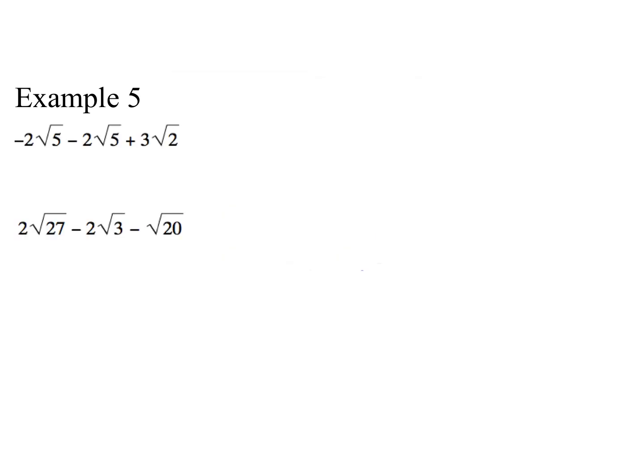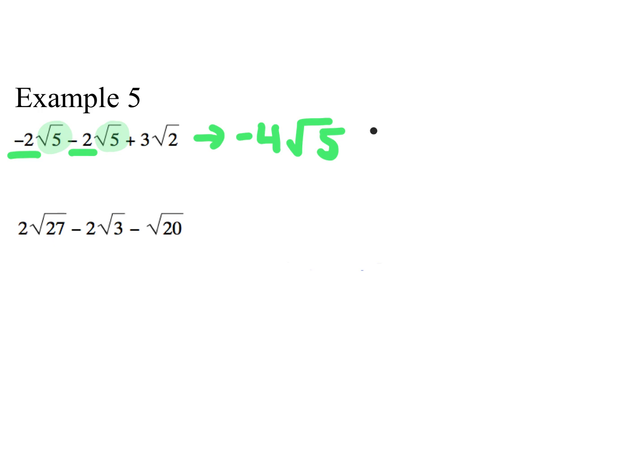Now these next two examples go through more complicated problems where we don't always get a nice, neat answer. For example, for the first problem, I have all my radicals already simplified, so I'm just combining them. What I can see is that both of these terms have a radical 5, so I can combine their coefficients of negative 2 and negative 2 to become negative 4 radical 5. And the second part is just going to stay as attached.